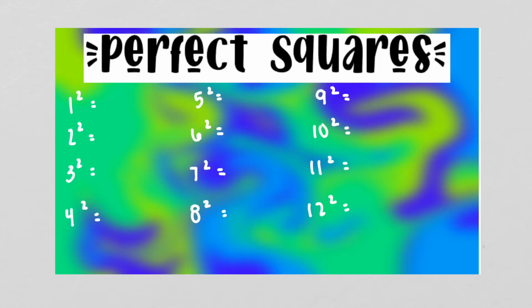So like 1 squared is 1. If I was to take the square root of 1, it would be 1. 2 squared is 4.